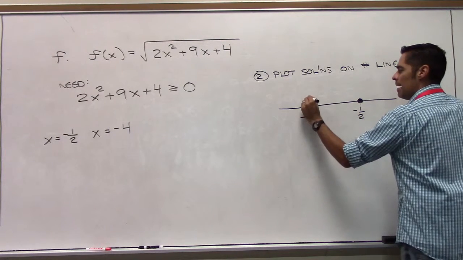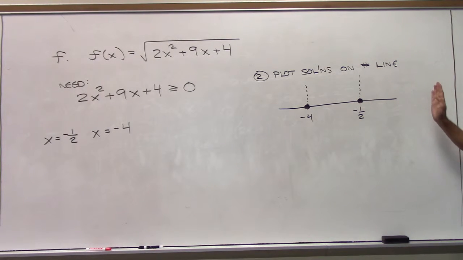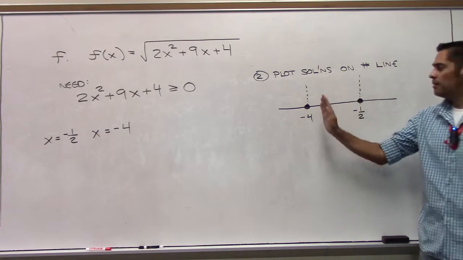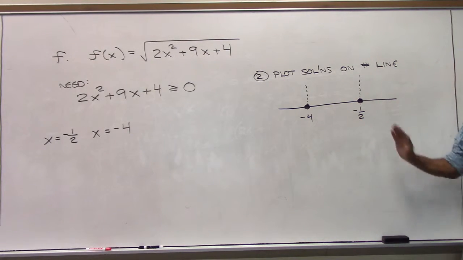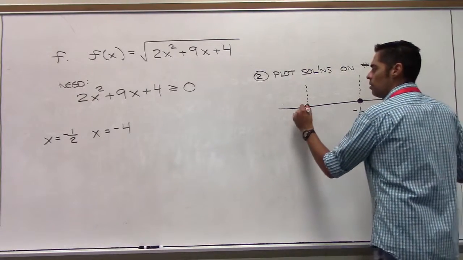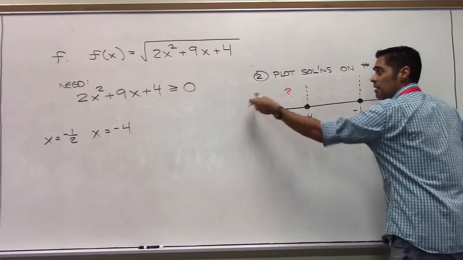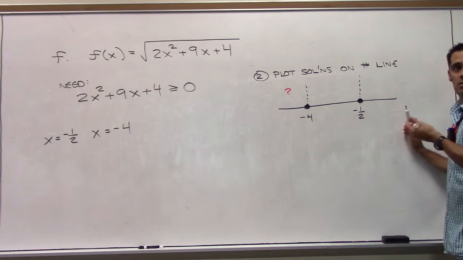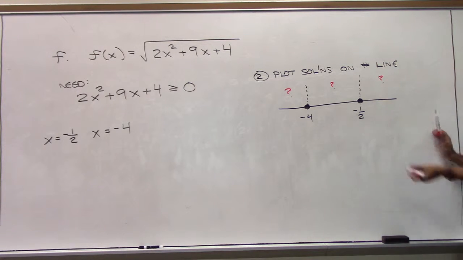So what I want you to imagine is that those 2 points break up your number line into 3 sections. You have the section to the left of negative 4, the section between negative 4 and negative 1/2, and the section to the right of negative 1/2. And our question is, do you include everything over here? Does stuff to the left of negative 4 get included or not? Same with the stuff in here. Do we include that or not? Do we include this or not?